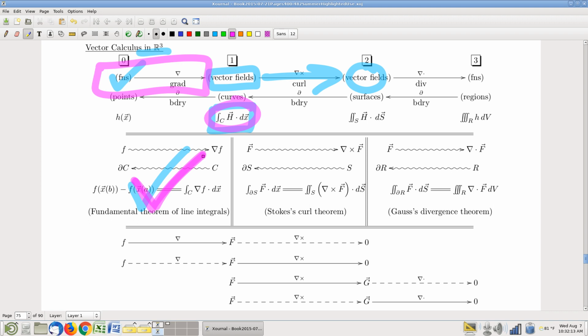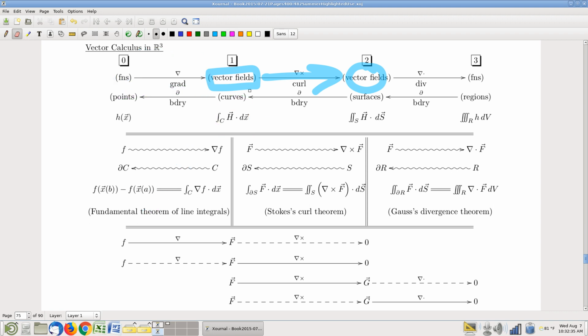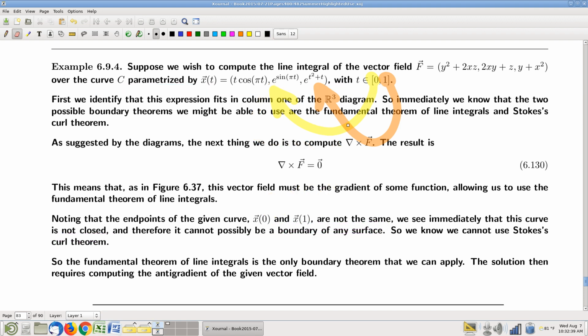Everybody happy? Again, the point to this example is not to remind you how to use the fundamental theorem of line integrals. The point to this example is to show you how to use the diagram and all the ideas that we've talked about to realize that this is a fundamental theorem of line integrals problem. Everybody good? Okay. All right. Okay, let's look at the next one.